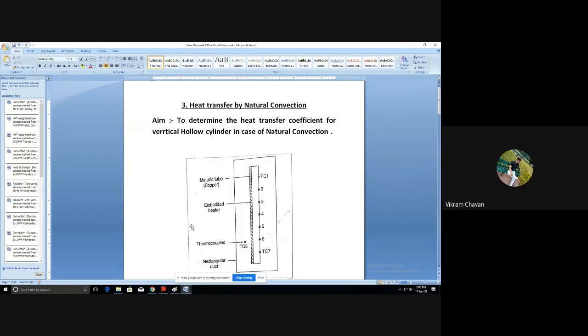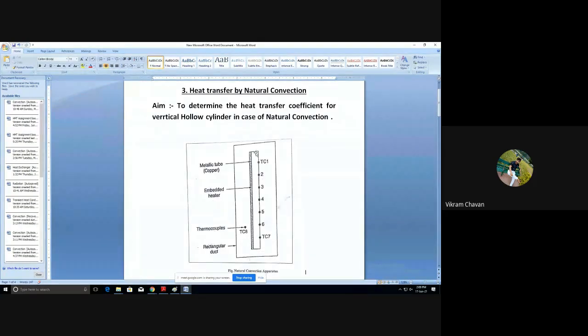So in this experiment, we are going to consider one vertical hollow cylinder. You can see here the diagram of this experiment. The external border you can see here is a duct, or we can say the compartment, in which our actual experimental apparatus is placed. This is called a rectangular duct.